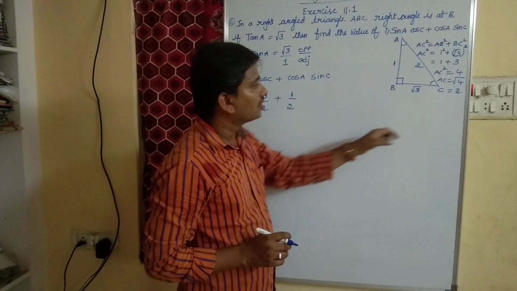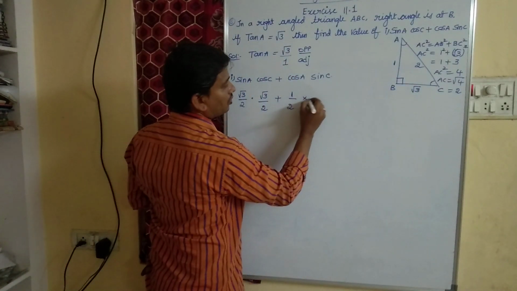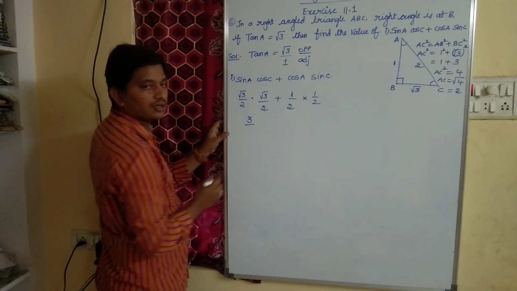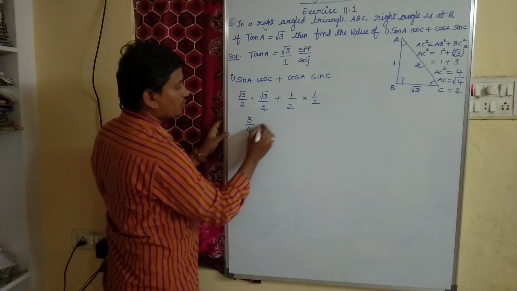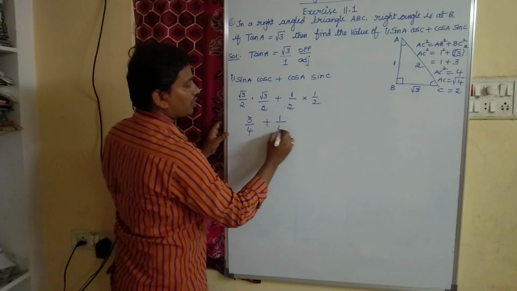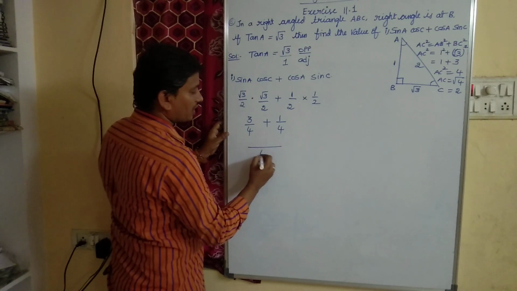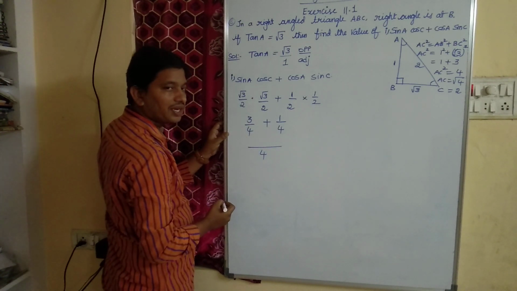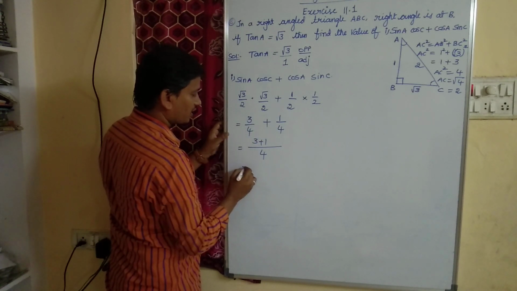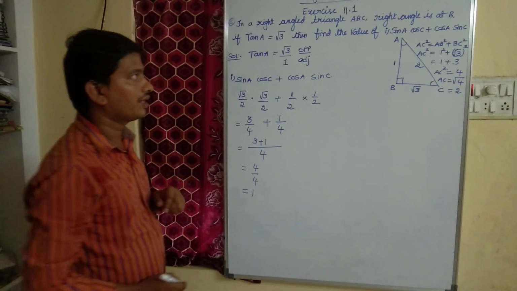Next sin C. With respect to C, sin is opposite side by hypotenuse, into 1 by 2. Root 3 into root 3 whole square, that is 3. 2 into 2, 2 2 is 4. Plus 1 into 1, 1 1 is 1, by 2 into 2, 2 2 is 4. 3 plus 1, as denominators are same, retain its denominator as it is. Directly add numerators 3 plus 1. That is 4 by 4. 4 divided by 4, which is equal to 1.